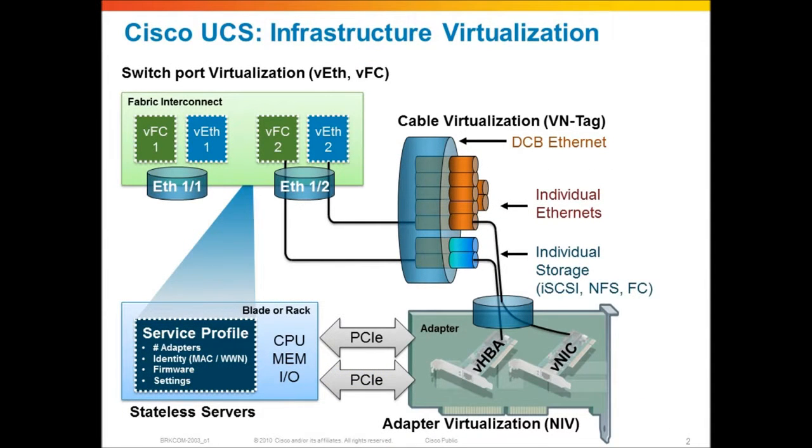Let's take a look at the infrastructure virtualization capabilities of UCS. Now remember, I said in the first video that UCS is really a single integrated system of switches, cables, adapters, and servers all tied together under a single common management umbrella. And one capability that really makes all of this happen is the ability to virtualize every component of the system at every level. So switch port virtualization, cable virtualization, adapter virtualization, as well as server virtualization.